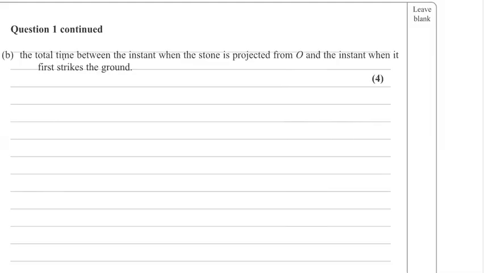In part B, we have to find the total time between the instant when the stone is projected from O and the instant when it first strikes the ground. So for that, let's make the diagram again. Initially it was 5 meters above the ground, and it is projected upward and then strikes the ground. So in that time, we have to find the total time. So I will use the SUVAT equation again.